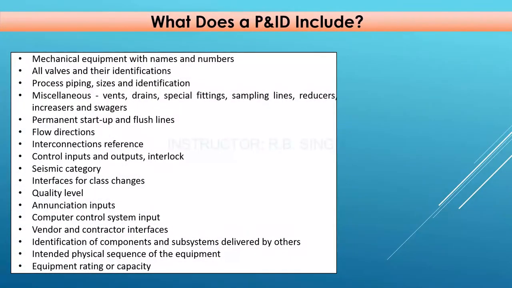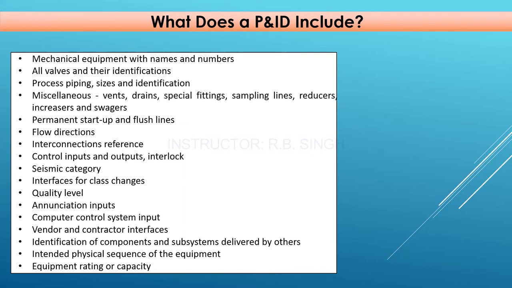What does a P&ID include? Whenever you see a P&ID, it consists of all information about the processes. There is a lot of data available, like mechanical equipment with its name and number. Also, some data about the mechanical equipment is shown in the P&ID, like its capacity and its design conditions, such as the design pressure and design temperature at which it will be manufactured. Its material can also be mentioned, and the process of this mechanical equipment will also be indicated.